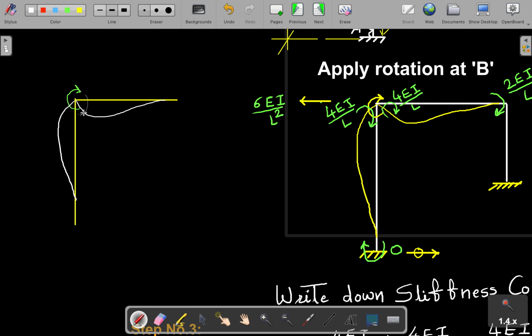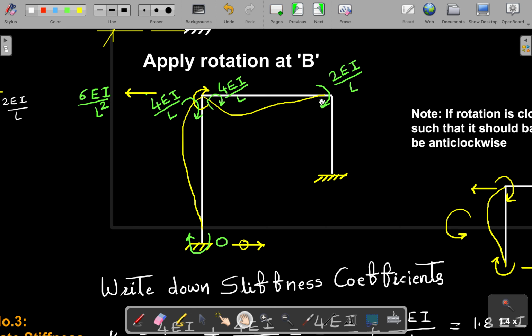Whenever there is a rotation, the near end value is always 4EI by L, and the tail part, the far end, is always half of that moment, 2EI by L. So here it is 4EI by L for this curve, and at the other end the far end moment is half of it, 2EI by L. Similarly for this member it is 4EI by L, and the other end moment should be 2EI by L, but this is a fixed end, so it becomes 0.